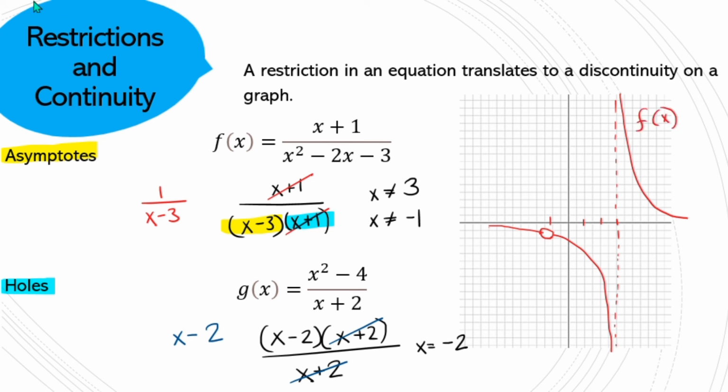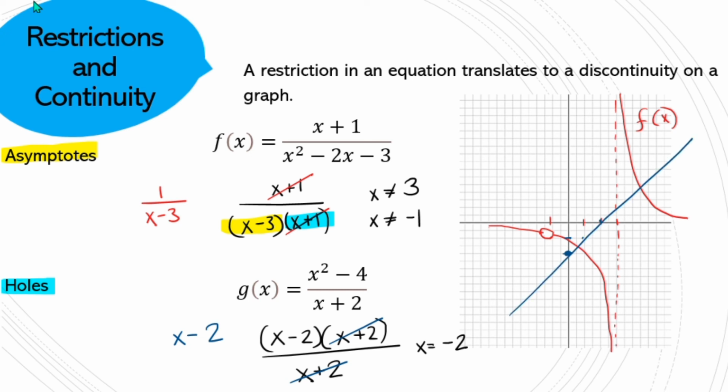G of x is much easier. It just looks like a straight line graph. I see that the slope is 1. I see that the y-intercept is negative 2, so I'm going to start here, and put a couple points on so I at least get an approximately good line.